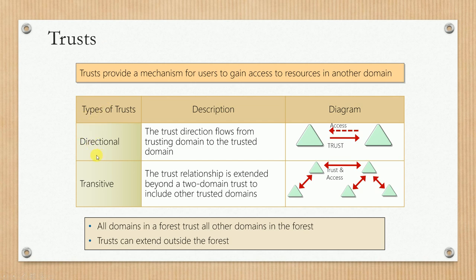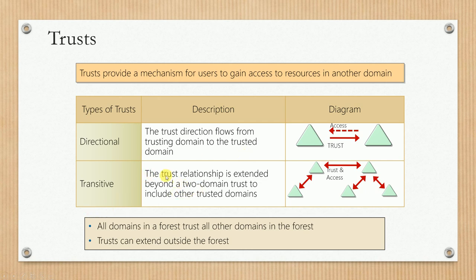Trust has two types: direction and transitive. Direction means the trust flows from the trusting domain to the trusted domain, so data flow will happen from one domain to the other. If you have the trust, then you can access one domain from the other. So you have the trusted domain and the trusting domain where you are creating a trust.